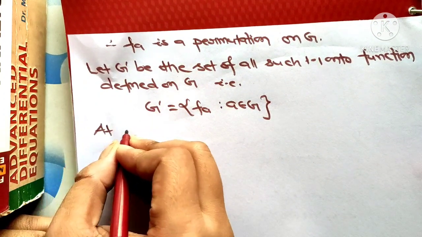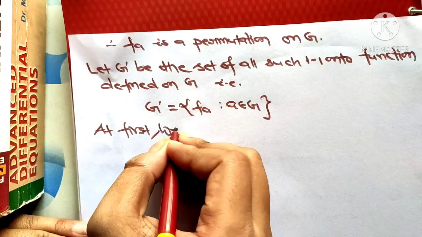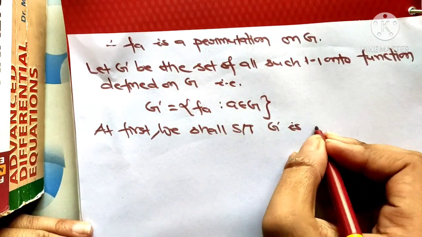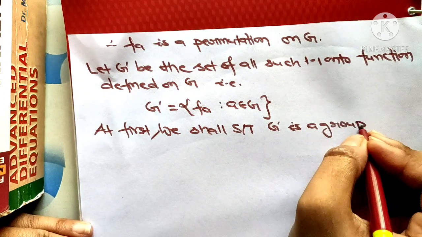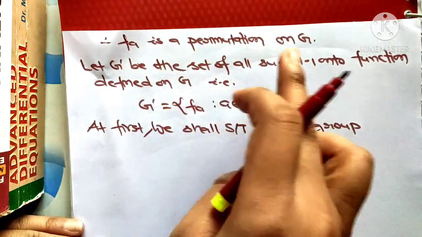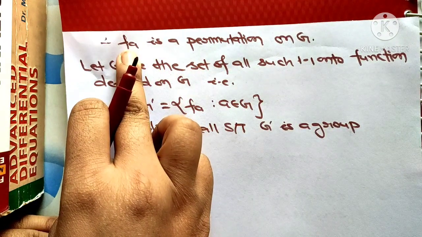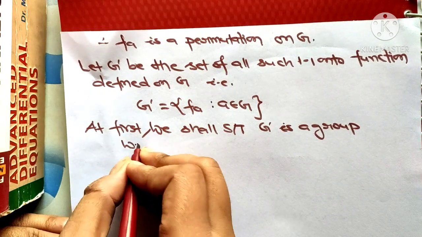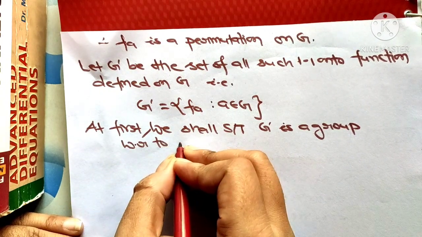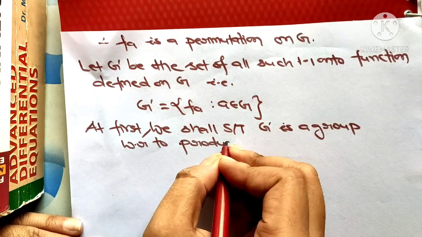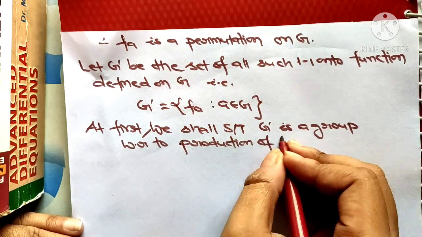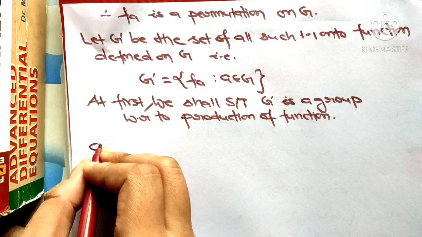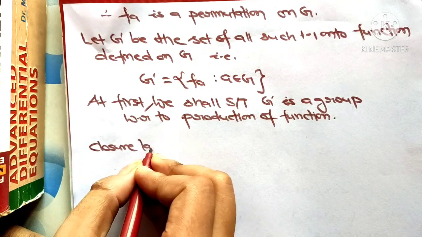At first we shall show that G dash is a group. Okay, we just defined that f_A is a permutation on G. So we take the set of all these functions and we have to prove that G dash is a group with respect to the product of functions. So one by one, first closure property, closure law.